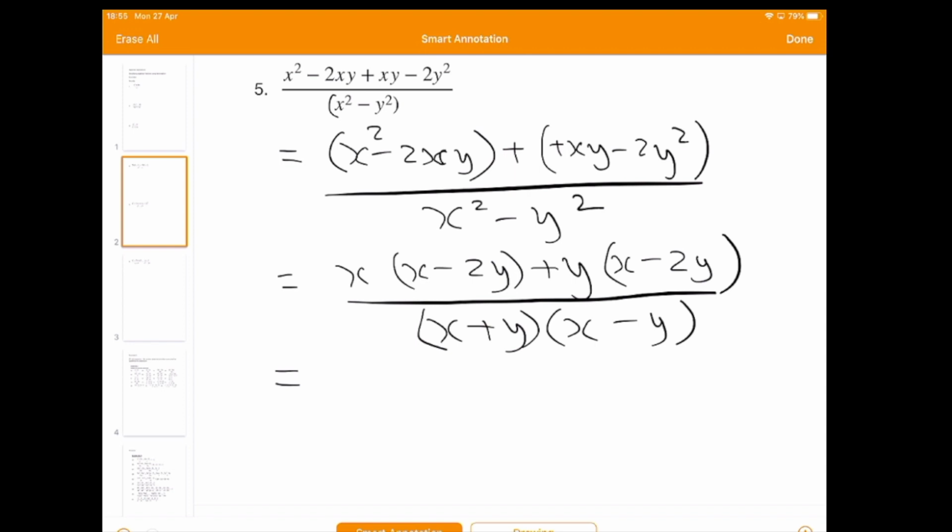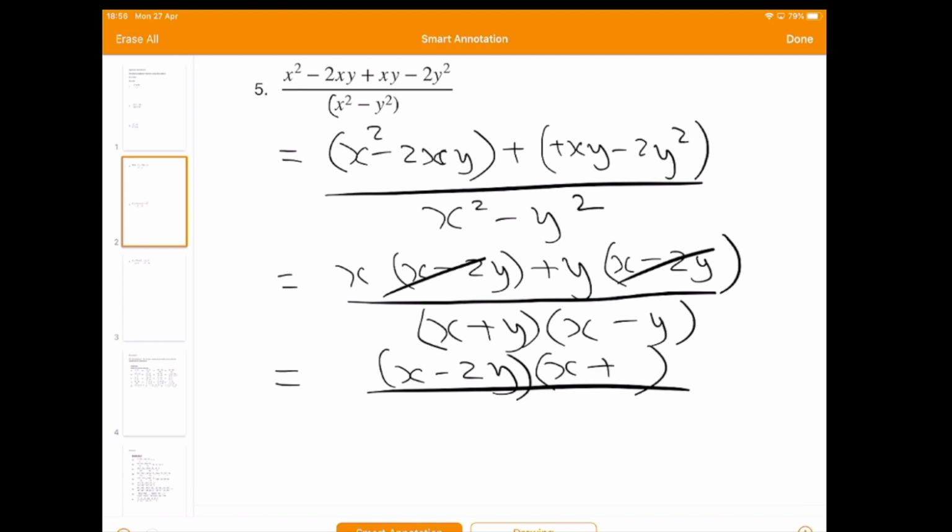Then finally, the numerator will completely factorize to x minus 2y. You see that x minus 2y is in both terms. So x minus 2y is outside now, and so we remain in here with x plus y. All divided by x plus y in brackets and x minus y in brackets.